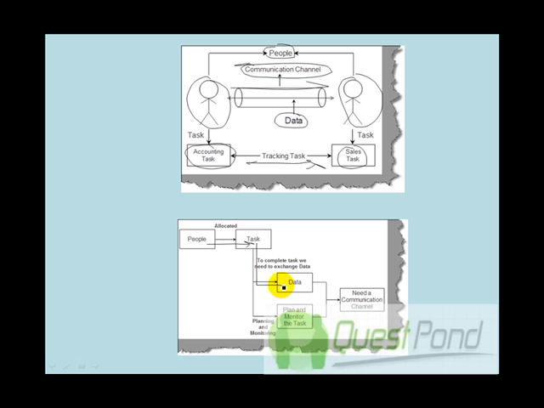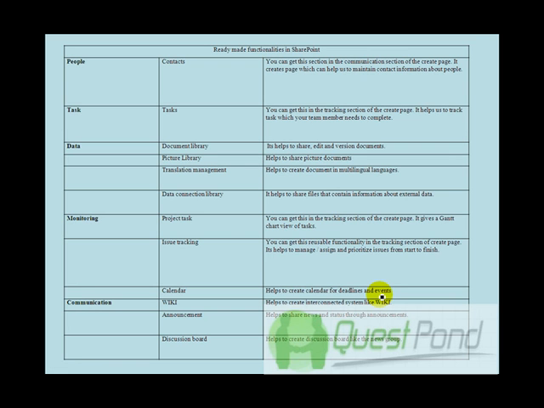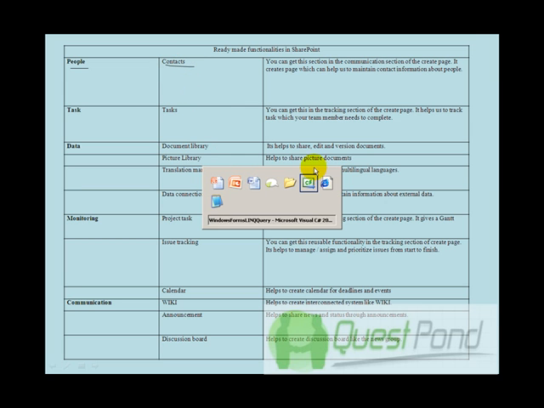For a task, to complete a task, we need to have data which needs to be sent to and fro, and we need to monitor the task, and for monitoring the task and sending the data here and there, we need to have a communication channel. So these are the basic entities which we need to achieve collaboration, right? So how does SharePoint help you in this? Okay, when we talk about people, SharePoint has given something called contacts. So let's open our site.